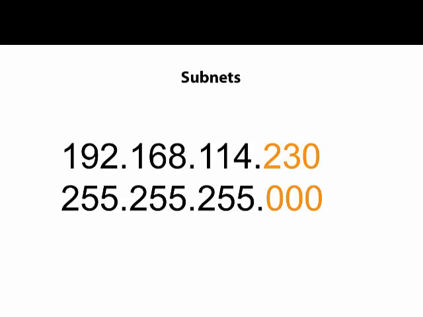So now we've learned that routers route traffic between different subnets. But how is a subnet defined? A subnet is defined by a combination of the IP address and the subnet mask. Here we see we have an IP address of 192.168.114.230 with a subnet mask of 255.255.255.0. The subnet mask has 4 octets, just like an IP address.